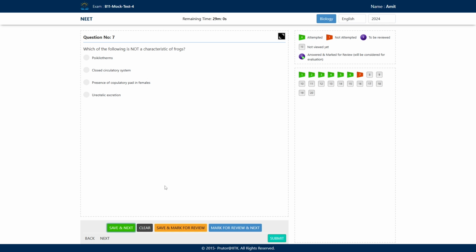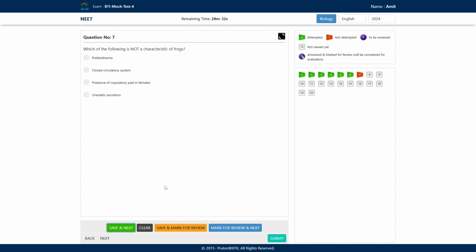Closed circulatory system. Yes, they have a closed circulatory system as they have blood vessels, arteries, veins, and capillaries. These are the different blood vessels that we see in the closed form of circulatory system. The blood doesn't flow like we see in the case of cockroach, flowing all over the tissue and cells, hemolymph, right? That is the open type of circulatory system.